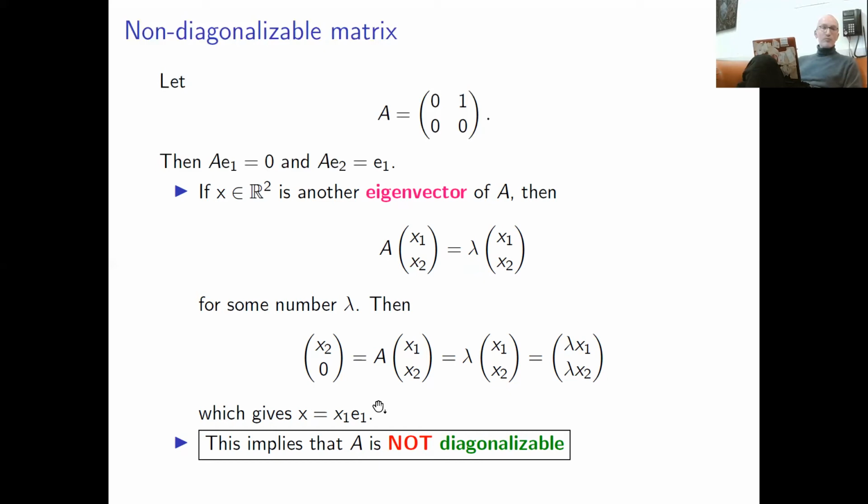But we cannot form a basis of E1 and the vector x1, x2 because they're linearly dependent. Basically, another eigenvector which we try to find is just the scaled E1. It's just E1 multiplied by some number x1. So we need two linearly independent eigenvectors, and this we cannot find. So this explains why we cannot diagonalize this matrix.